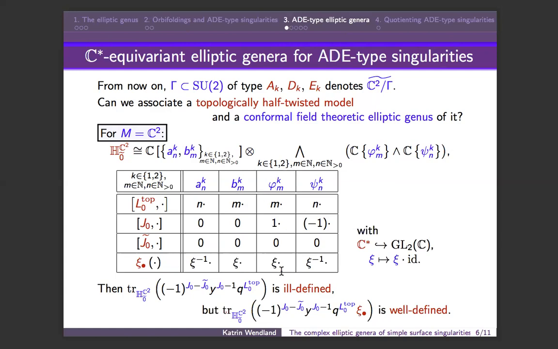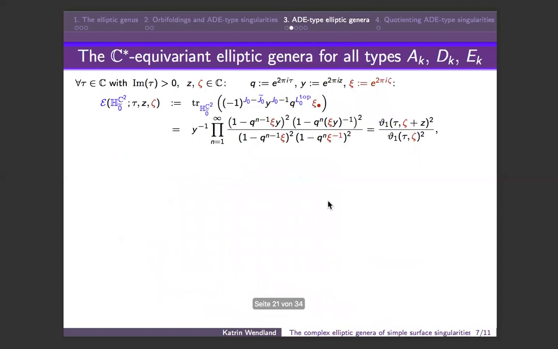The phi KM are the superpartners of those, so they are treated just the same. And then to be compatible with the underlying Lie algebra structure, which I'm hiding over here, actually these must be multiplied with Xi minus 1 and Xi minus 1 respectively. And then the equivariant version of that expression actually is well defined. This gives a nice quantity, which we calculate as follows.